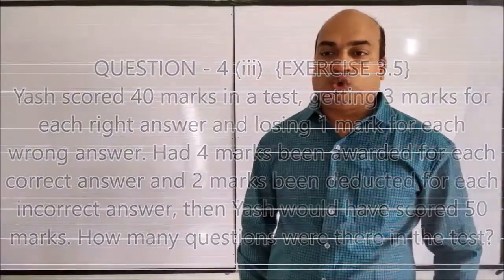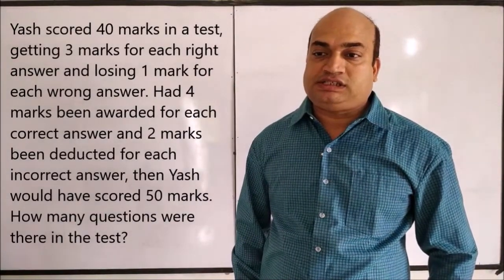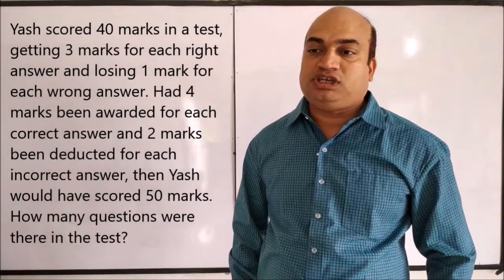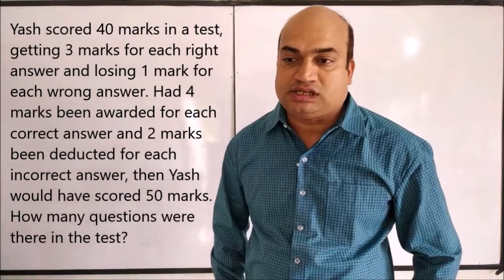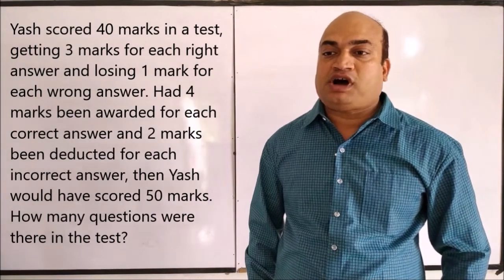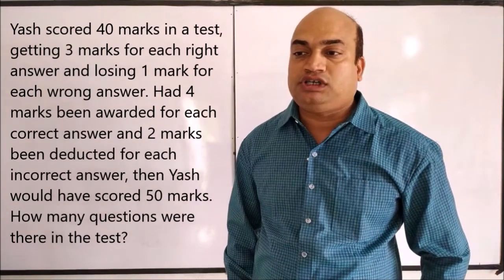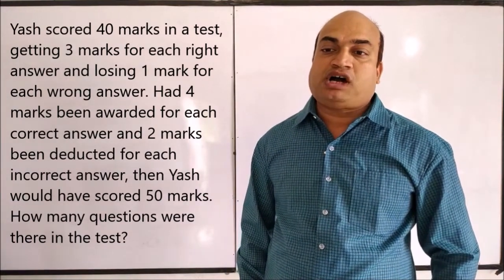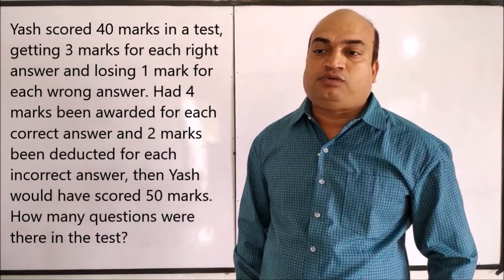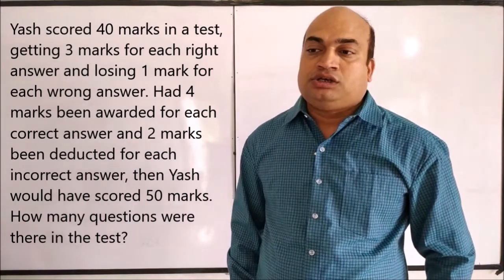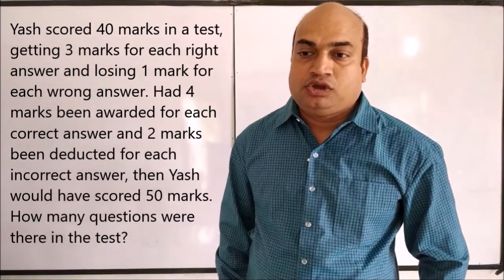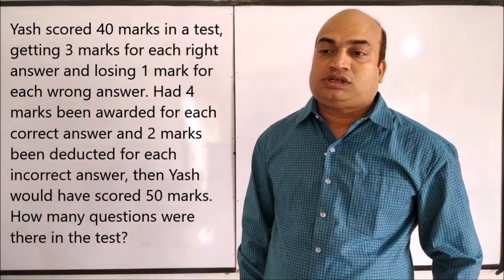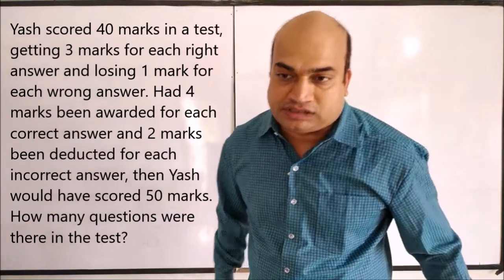Yash scored 40 marks in a test by getting 3 marks for each right answer and losing 1 mark for each wrong answer. Had 4 marks been awarded for each correct answer and 2 marks been deducted for each incorrect answer, Yash would have scored 50 marks. How many questions were there in the test?